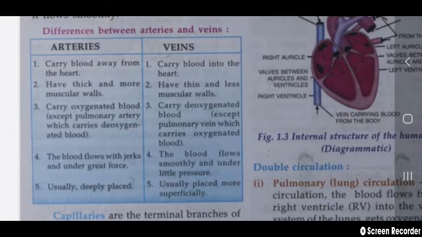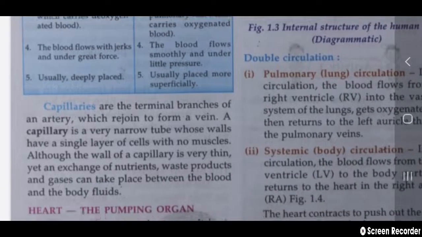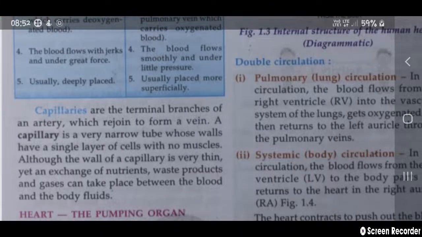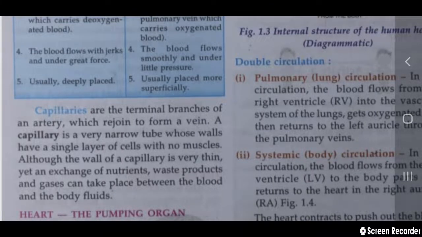And arteries carry oxygenated blood from our heart, and veins carry deoxygenated blood from all parts of the body and bring it to the heart. The blood flows with jerks in the arteries, with great force, as the heart pumps the blood with force. The blood flows smoothly in the veins because it brings the blood back to the heart from all the parts of the body. The arteries are usually deeply placed, and veins are not placed as deeply.